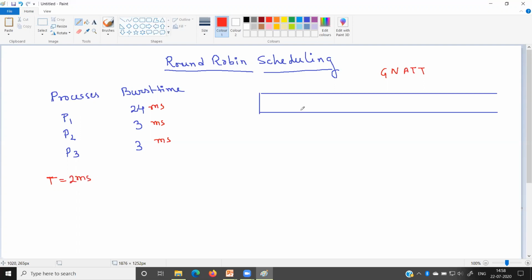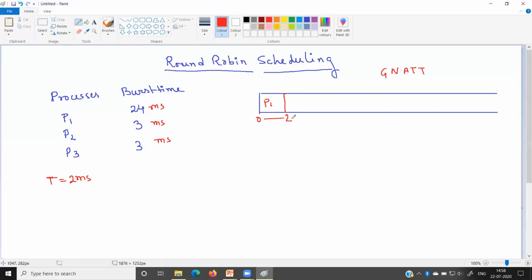Fine. So we will draw the execution pattern with the help of the Gantt chart. P1, P2, P3, we assume that P1 is inserted first in the ready queue, then P2, then P3. So that is the order of insertion, the order of presence in the ready queue. As P1 is inserted in the ready queue first, it will get the chance first for execution. So P1 will start its execution from 0 and it will execute for 2 milliseconds.